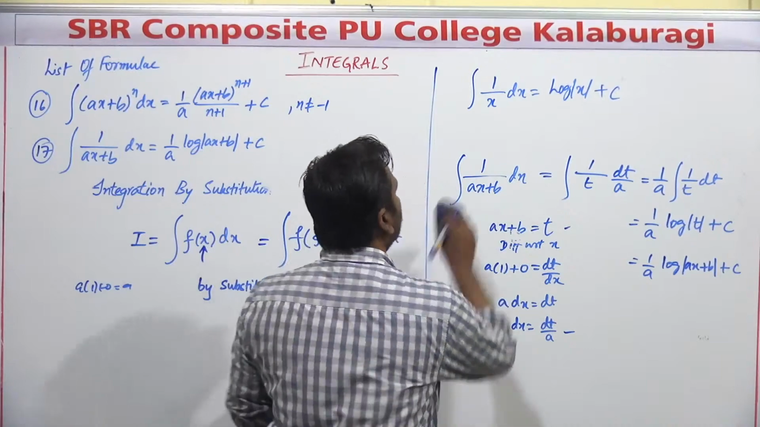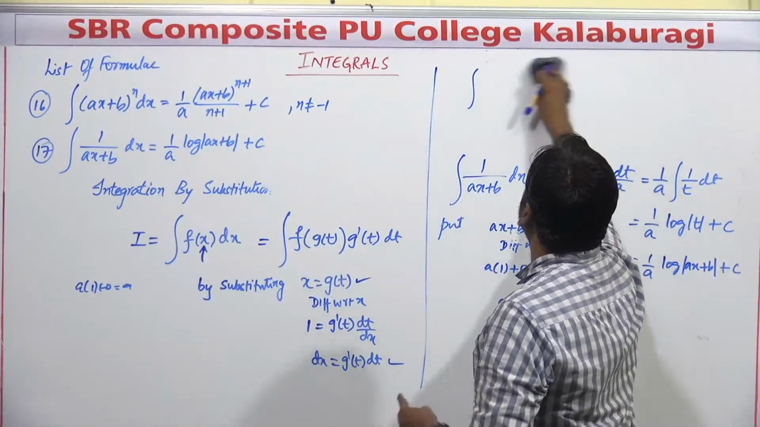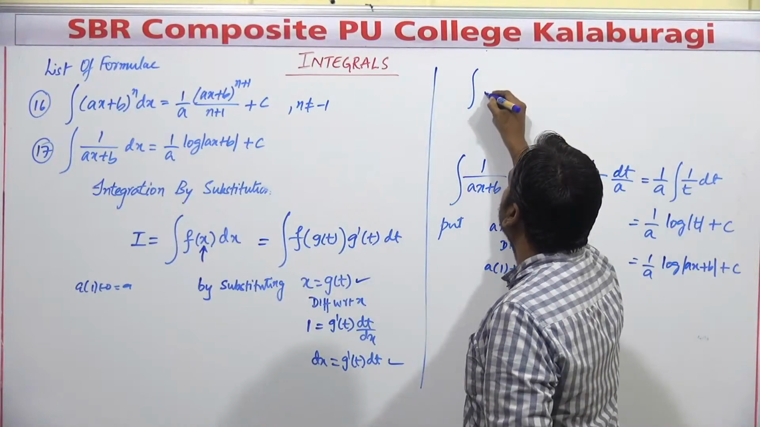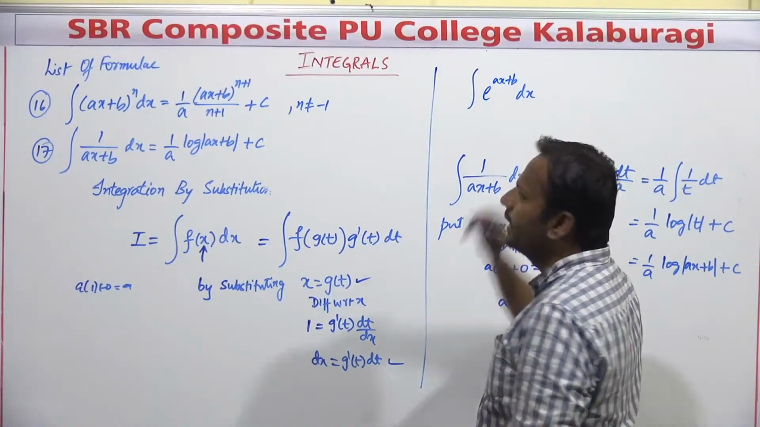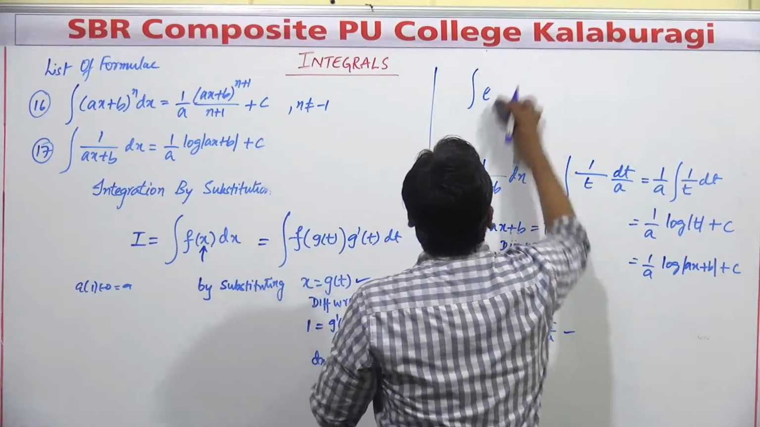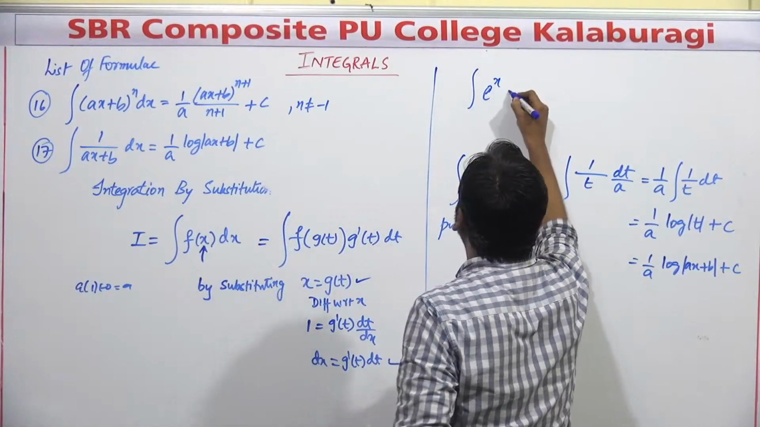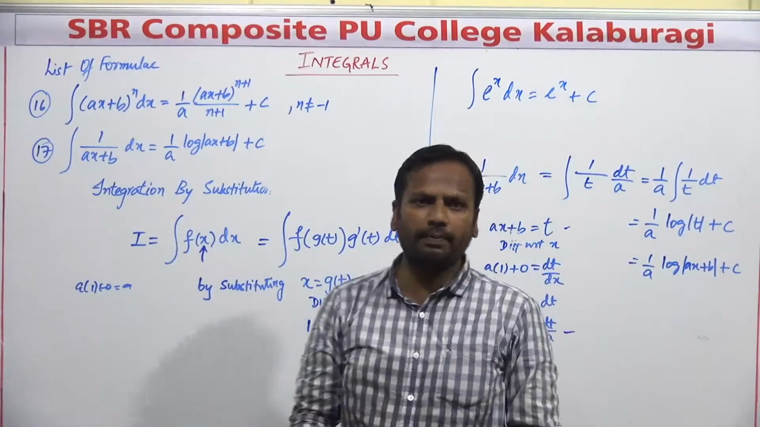Now, next, let us go with the next formula by the help of substitution method here. E raised to ax plus b. Right? So what is the e raised to x formula? What is the integral of e raised to x dx? E raised to x dx is e raised to x plus c. Right? You have to remember the formula.